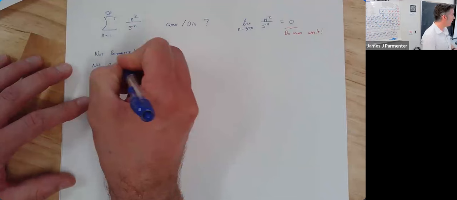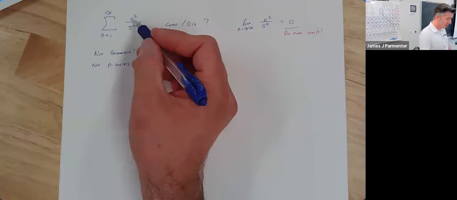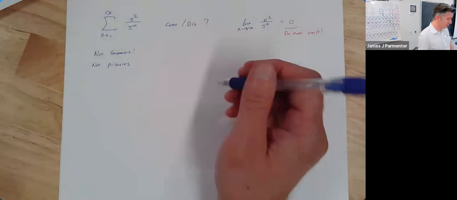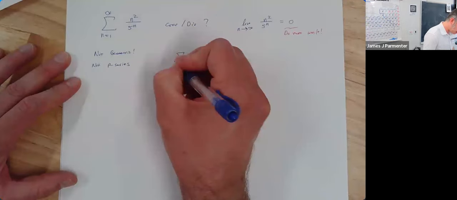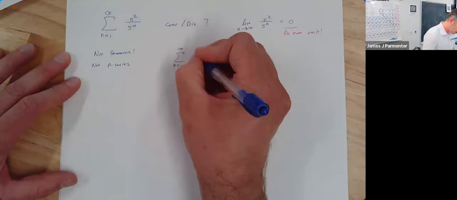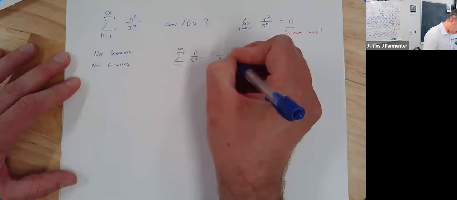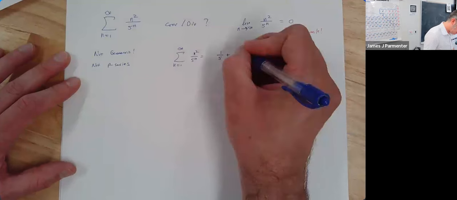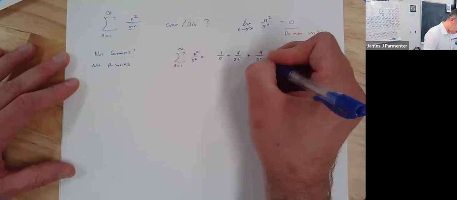Right, to be geometric, everything has to be raised to the nth power, and having an n squared is not going to work. You could also start writing out terms if you wanted to. If I write out terms, that helps me see it's not geometric. My first term is going to be 1 over 5. My second term is going to be 4 over 25. My third term is going to be 9 over 125, and so on.